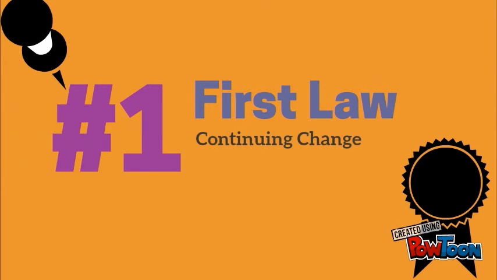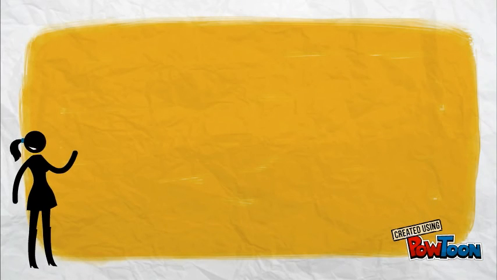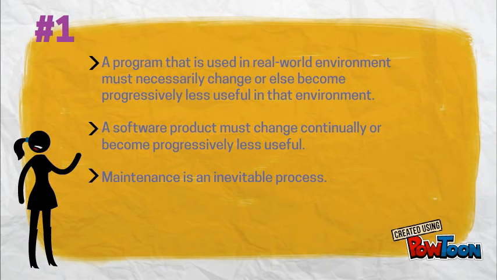First law. Continuing change. A program that is used in a real-world environment must necessarily change or else become progressively less useful in that environment. A software product must change continually or become progressively less useful. Maintenance is an inevitable process.